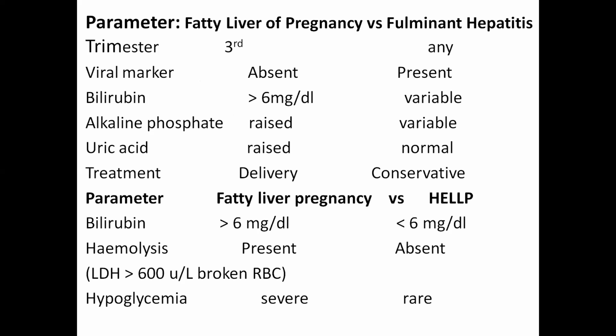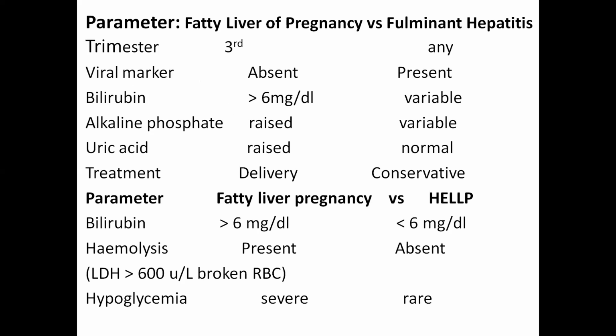So what are the points of difference? Fatty liver of pregnancy versus fulminant hepatitis. Now trimester: fatty liver of pregnancy usually occurs in the third trimester, while fulminant hepatitis can occur in any trimester.